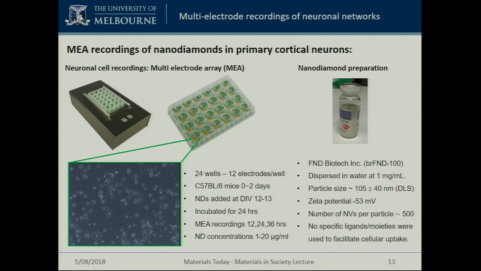The nanodiamonds that we used in this work were 100 nanometres in size. They had about 500 NVs per nanodiamond, so they're very bright, and you can track them easily in this wide field imaging system. And here we didn't do any specific functionalisation. This is just with bare nanodiamonds, incubating the nanodiamonds with the neurons and then looking 24 hours after the addition.